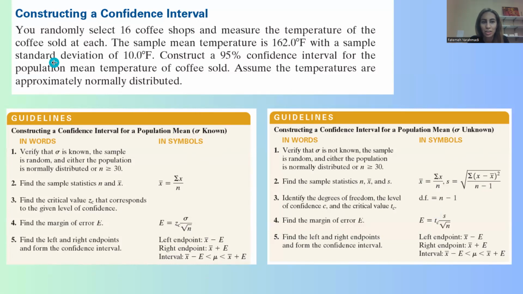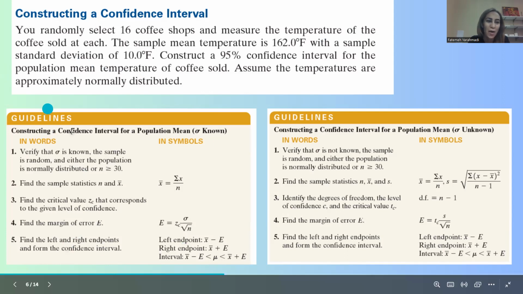So let us read the question carefully. You randomly selected 16 coffee shops and measure the temperature of coffee sold at each. The sample mean, X bar, is 162, and sample standard deviation, not the population standard deviation. The sample standard deviation is given to you as 10 degrees. So there is no way you want to use the guidelines for confidence interval for mean when sigma is known, because sigma is missing for you. So you need to follow these steps.